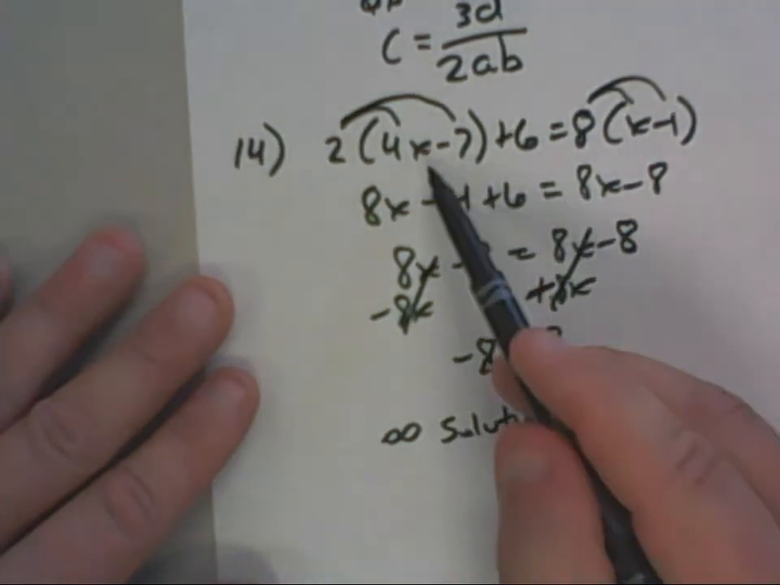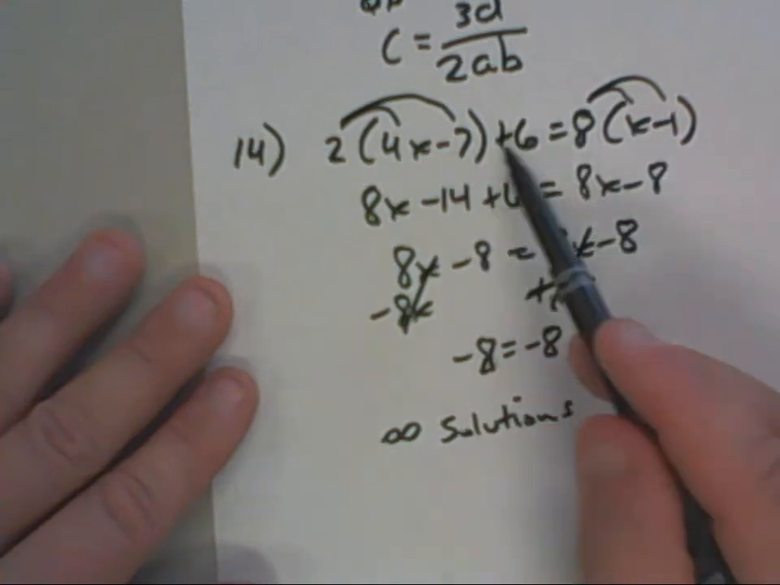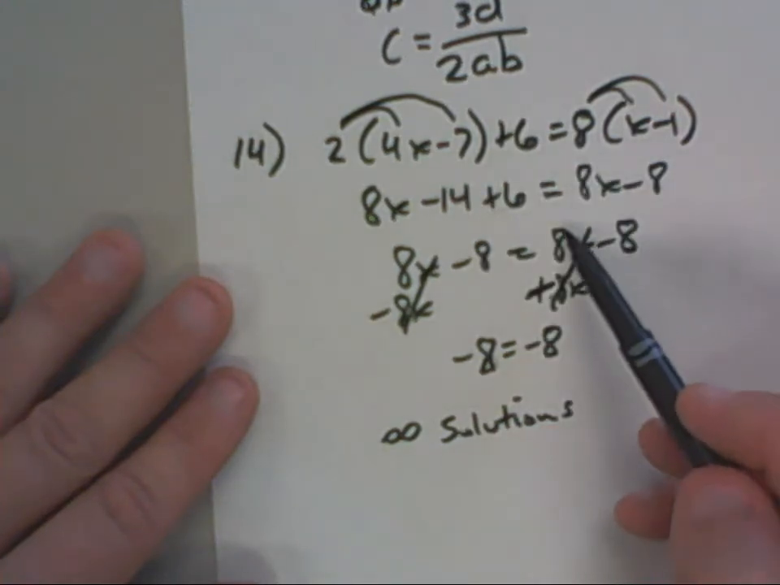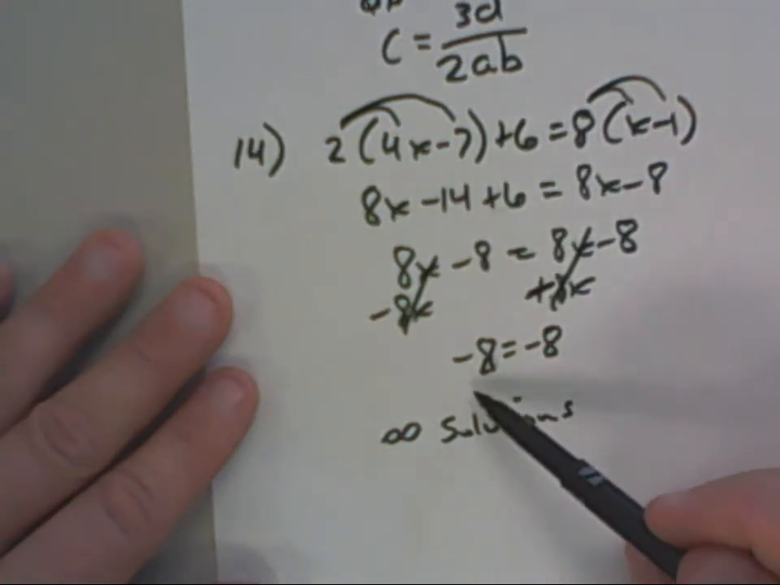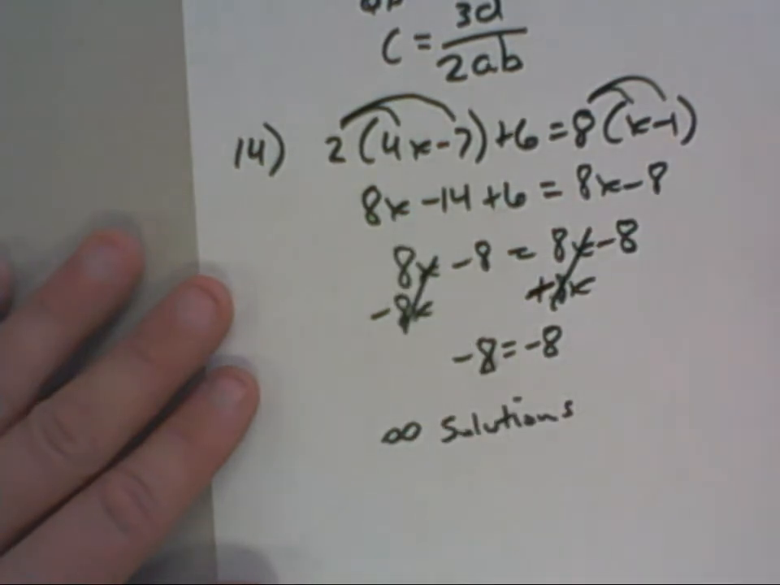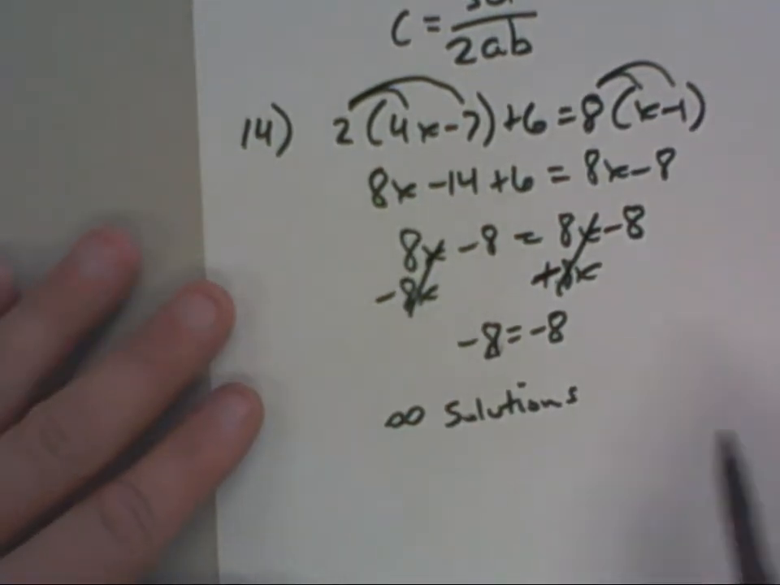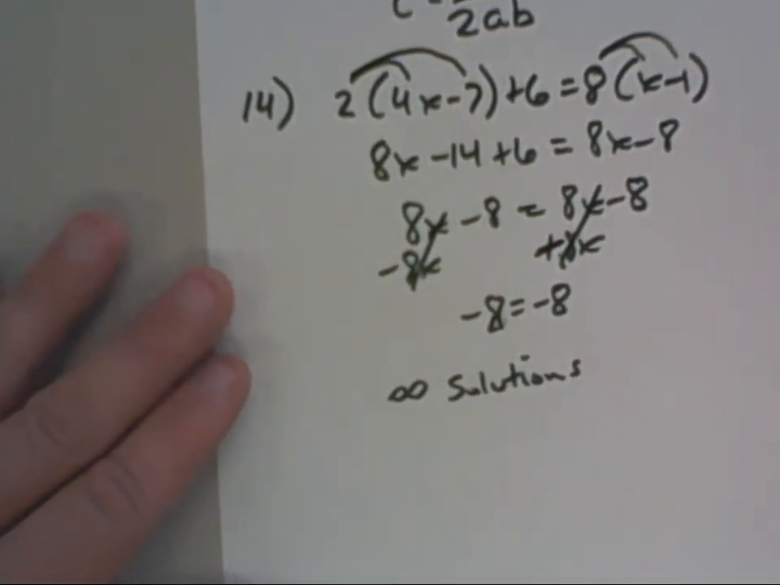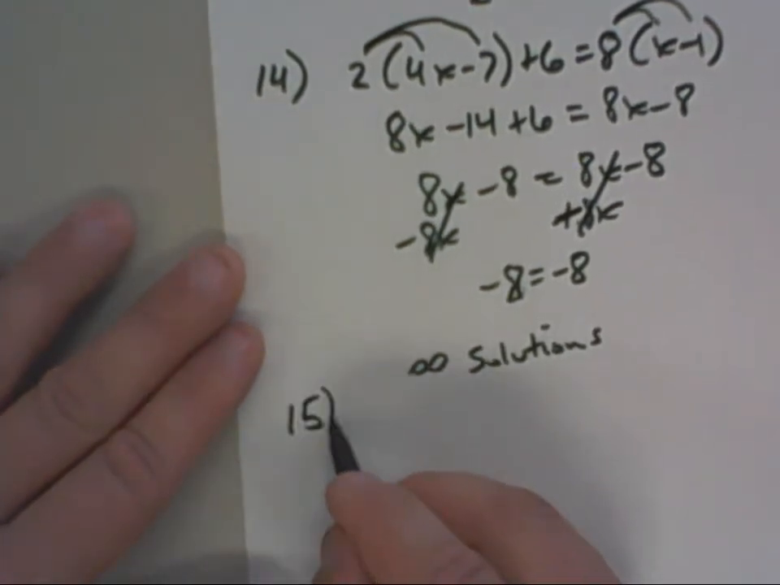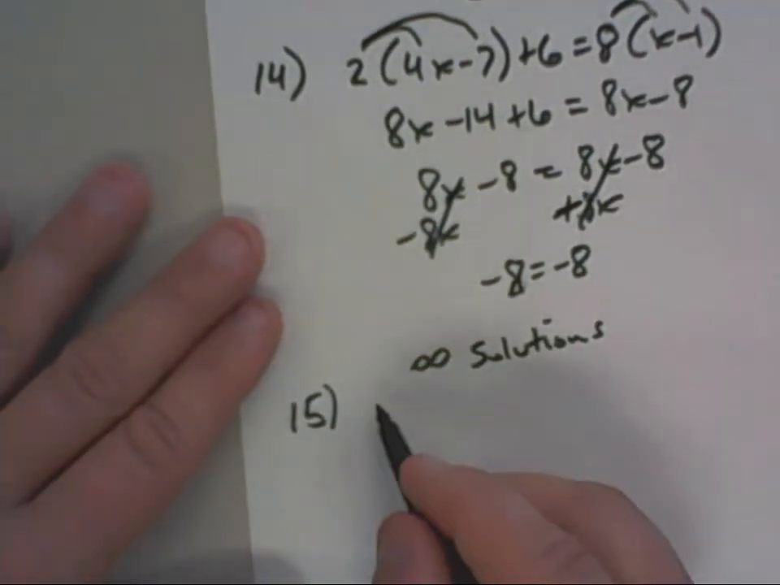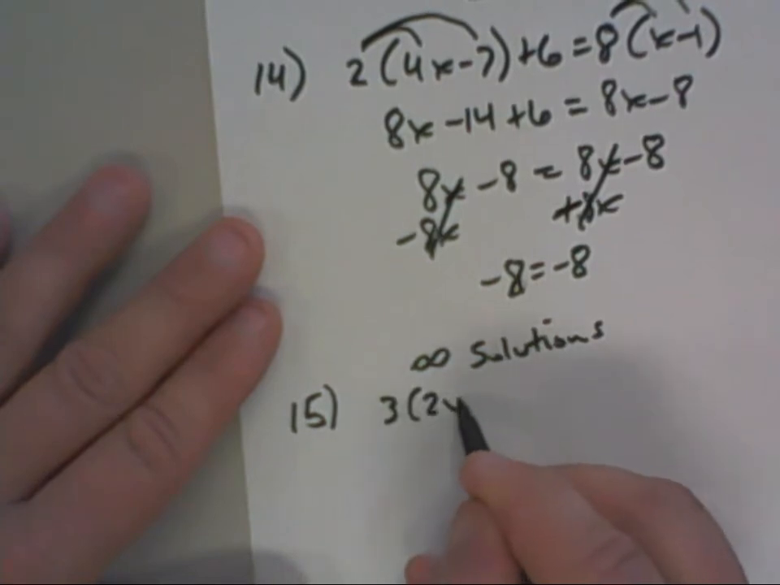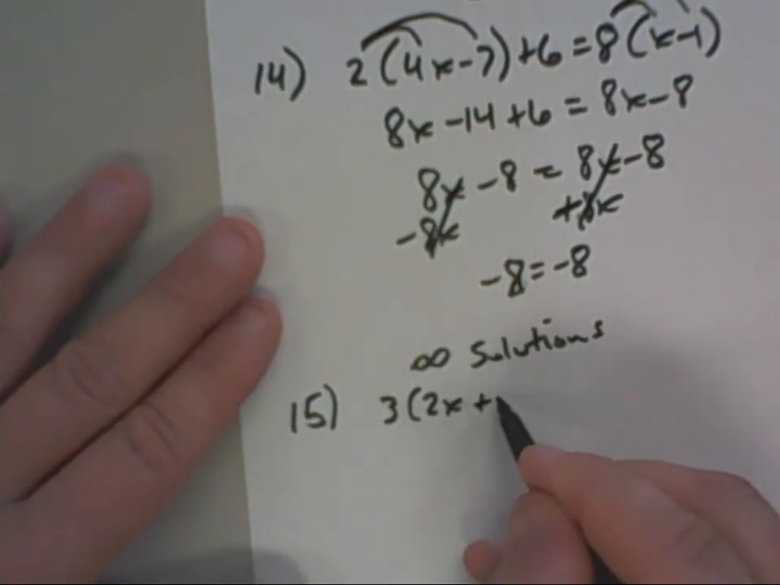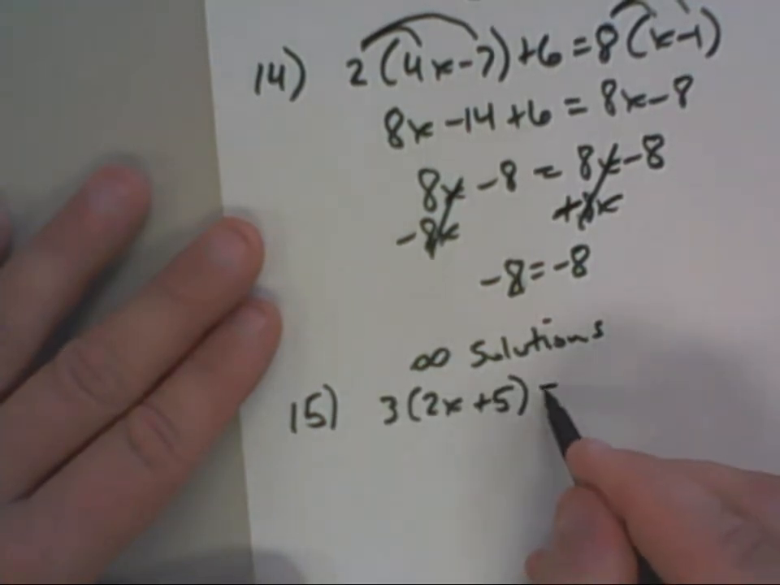No matter what I stick in for x here, and no matter if I stick in the same thing on this side, I will always end up with -8 equals -8, which means the left side of the equation will always be equal to the right side of the equation. And I have an infinite number of solutions. That is different in number 15. Because on number 15, we get something that they're never going to be equal to each other.